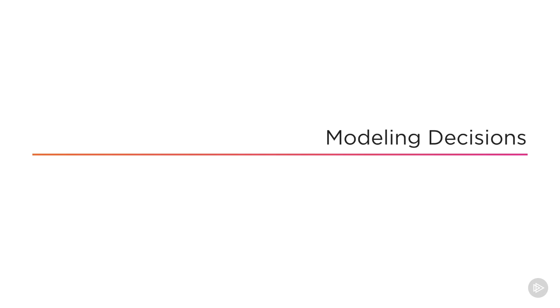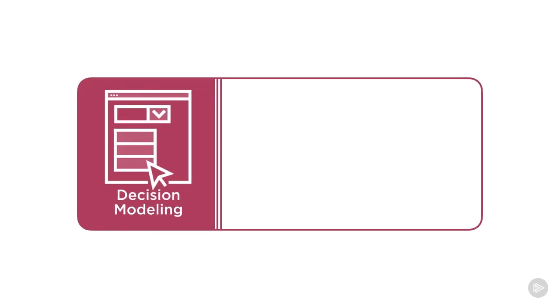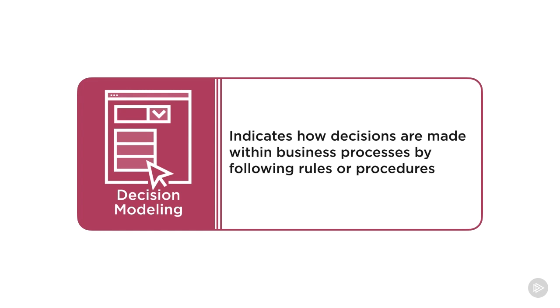Just as it's important for us to understand how processes allow the organization to complete its work, decision modeling can help us to understand how rules, policies, and procedures that the organization has in place direct the conduct of our individual employees and team members. These decision models indicate how decisions are made within business processes by following rules and procedures that we've defined.